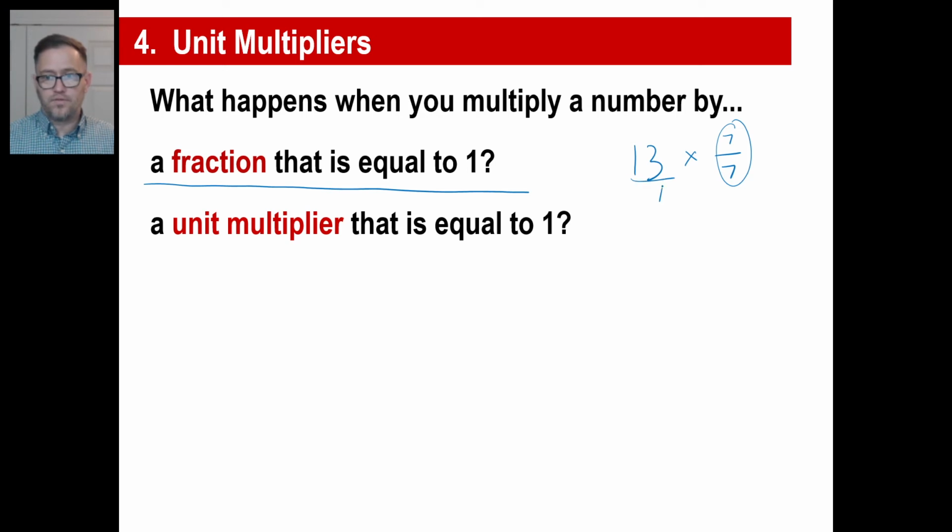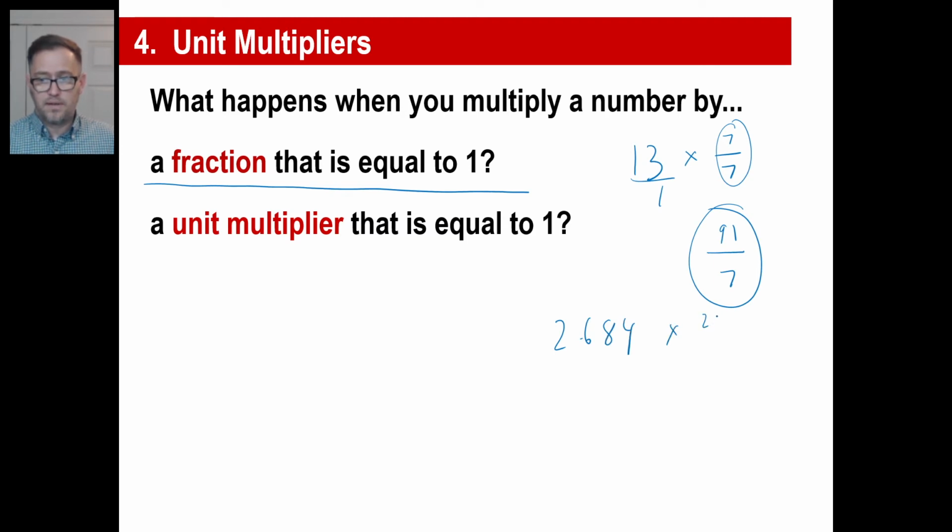Now, it might look different. 13 times 7 is 91. 1 times 7 is 7. And that looks different, but it's still 13 because we've multiplied by 1. You could take a jillion or a quillion or any number you can think of and multiply by 1, and it's going to be exactly the same number. Okay? 2.684 times 29 over 29. The answer is still 2.684 because you multiplied by 1.